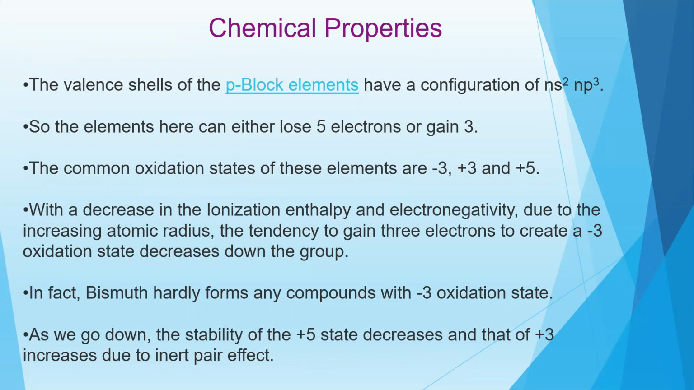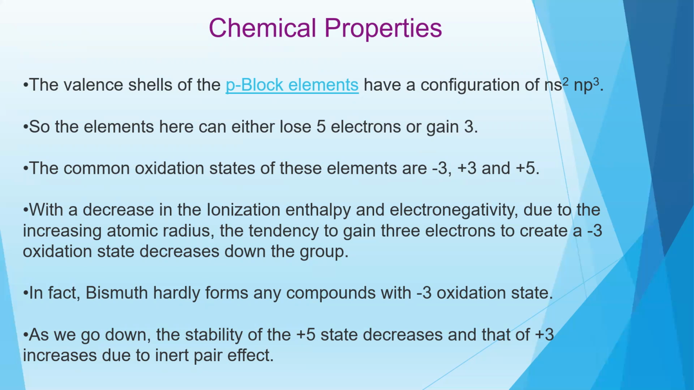Chemical property. The valence shells of the group 15 elements have a configuration of ns2np3. That means having 5 electrons in the outermost shell, which shows that this belongs to the 15th group. So the elements here can either lose 5 electrons to attain octet configuration or gain 3 electrons to attain octet configuration. Therefore, the common oxidation states of these elements are -3, +3, and +5.